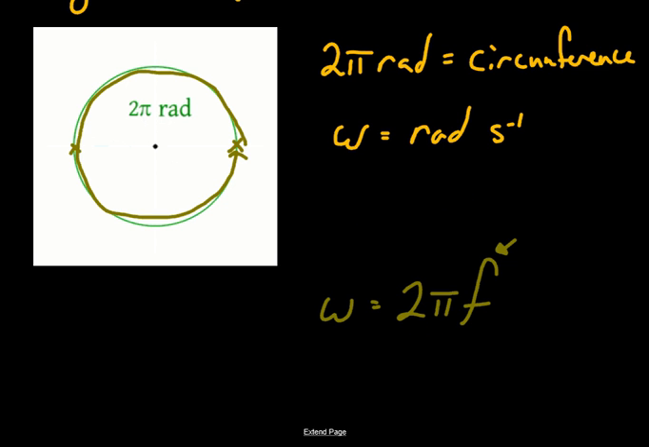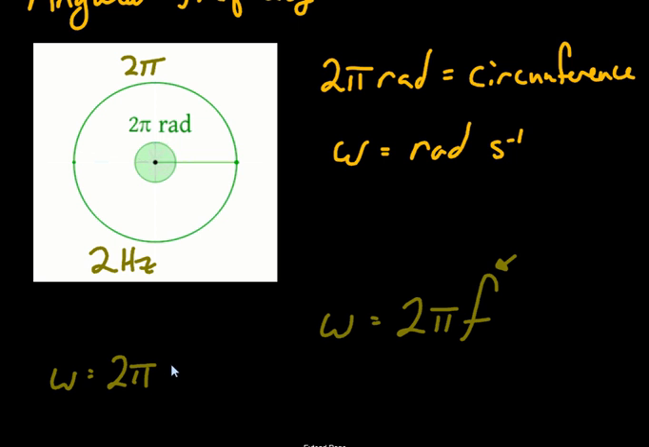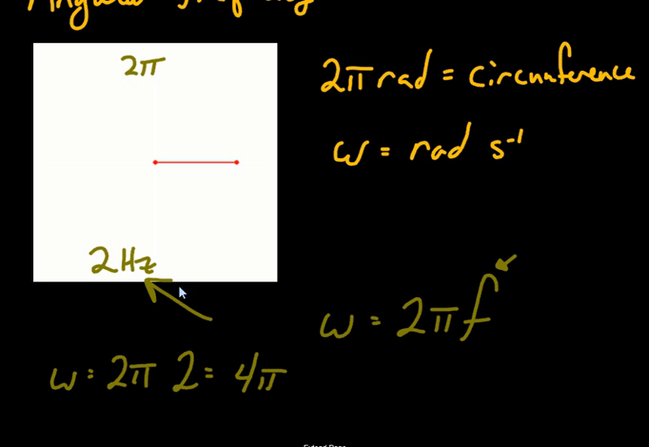Just think about making sense of this. What it's trying to say is how many radians do we cover every second? That's our angular frequency. If we know a normal frequency, like let's say it's 2 hertz, we're going around 2 times per second. Every time we go around once, we go around 2 pi radians. So the angular frequency of 2 hertz is omega equals 2 pi times 2, so 4 pi is our angular frequency, which is the equivalent of 2 normal hertz.